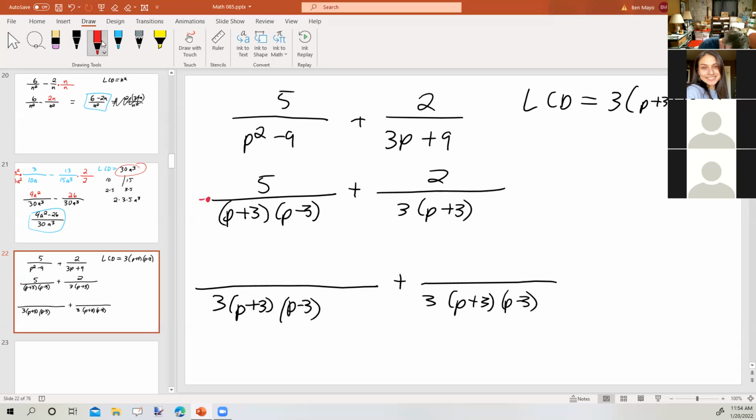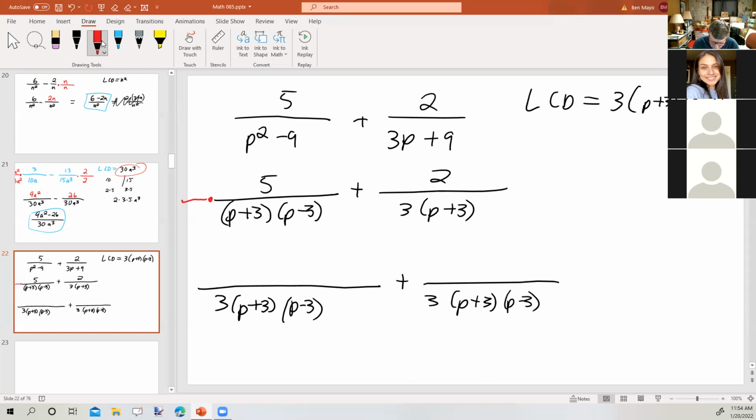What do I need right here to make that denominator the same as the one down below? What's missing? Just multiply it by 3. So what do I do to the numerator? Same thing. 15. Again, everybody see what's going on there? What about over here? What's missing? P minus 3. So what goes up here? P minus 3. So I get 2p minus 6.